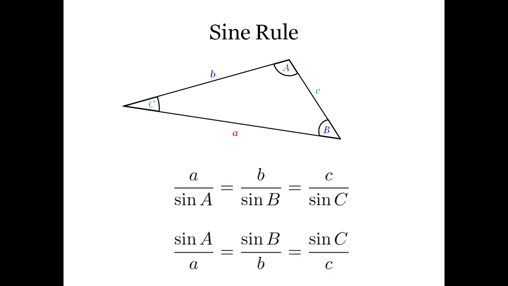A little tip when you're using these is to always use the version that has the unknown quantity on the top. So if you're trying to find an angle, you would go with the second version because it has the angles on the top, whereas if you're trying to find a side, you're better off using this version.